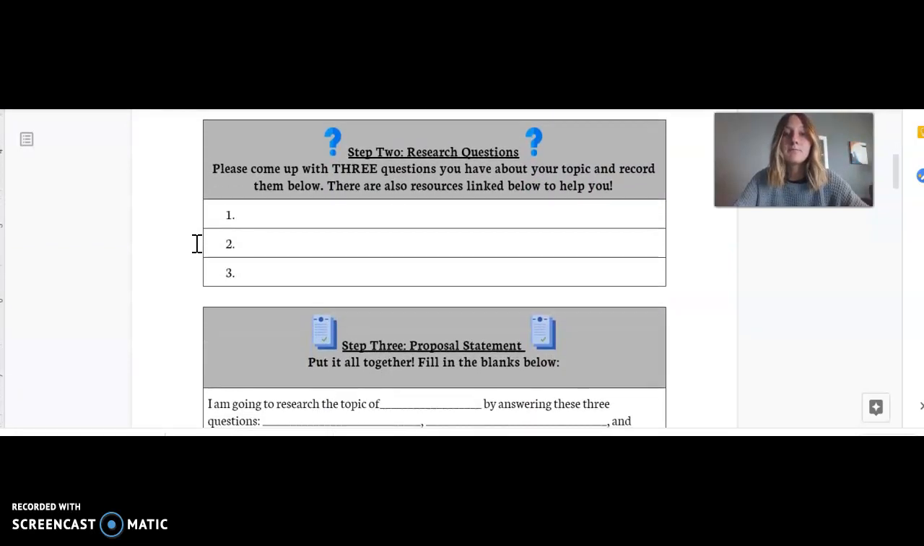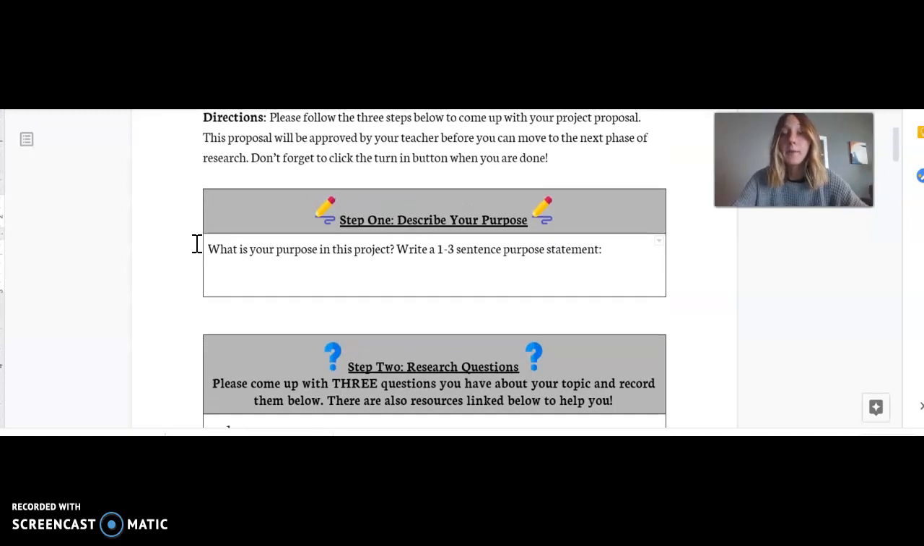So step 1, you're going to describe your purpose. What is the purpose of your project? You're going to write a 1 to 3 sentence statement about that. Your purpose could include why you're passionate about it, what you want to educate your audience about, and ultimately, to bring awareness to a specific part of your topic. And hopefully, this is an informational research project, but your idea is to inspire and educate people about your topic. So that should be your purpose. And you're going to formulate that into words.